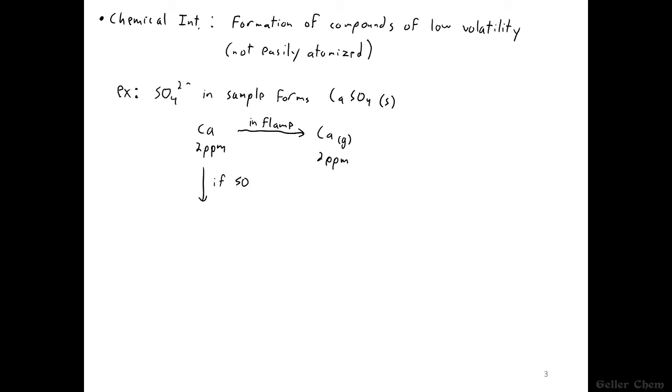If SO4 2- is present, then let's say that 1.8 of those 2 ppm are still unreacted. But the other 0.2 ppm bonds to that sulfate and creates this low volatility solid. Well, between the two chemicals, we still have a total of 2 ppm calcium. However, not all of that calcium will atomize in our flame.